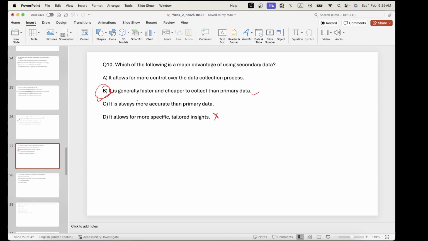But the one truth is that it's generally faster and cheaper to collect than primary data, and cheaper in terms of both cost and time.